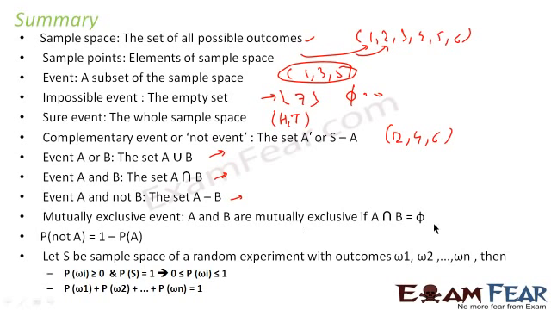Mutually exclusive events are 2 events for which A intersection B is empty. They are not linked. There is no common element, so they are called mutually exclusive events. P of not A is equal to 1 minus PA, and it is also interesting that any probability is greater than or equal to 0 and less than or equal to 1, and the sum of all the probabilities is equal to 1.